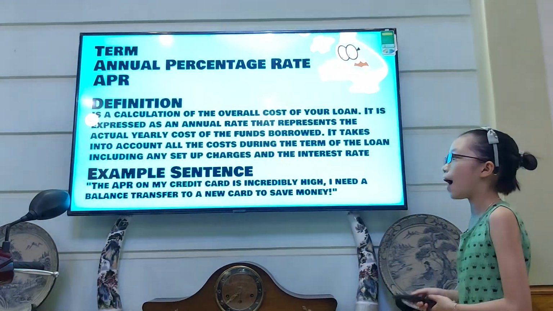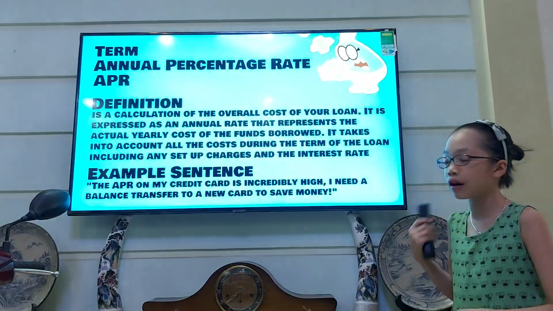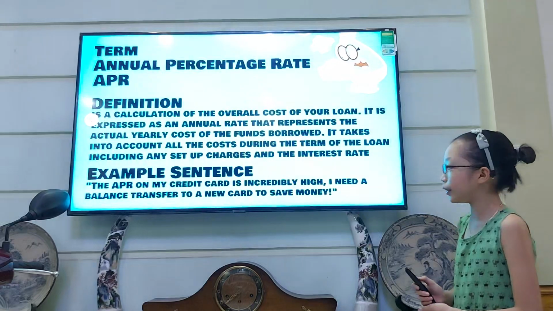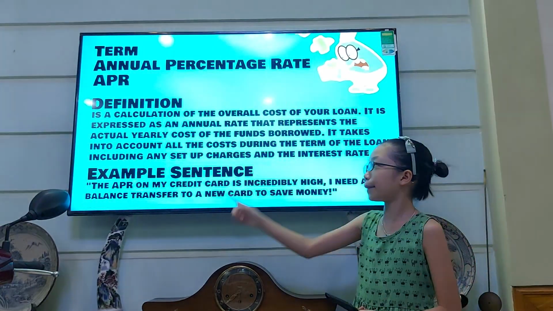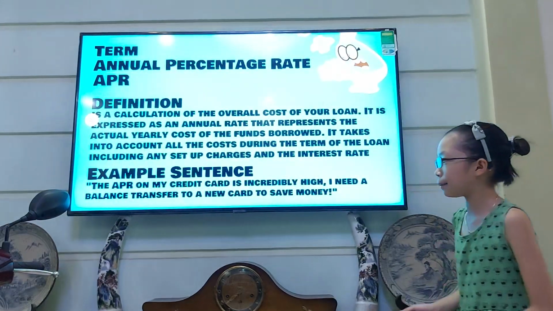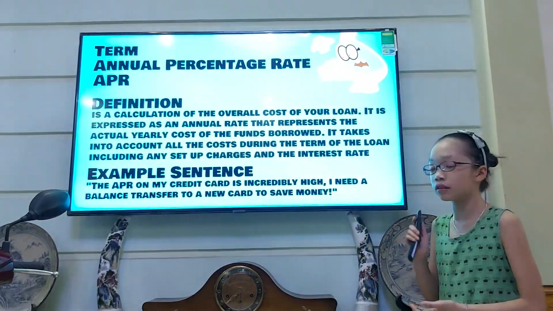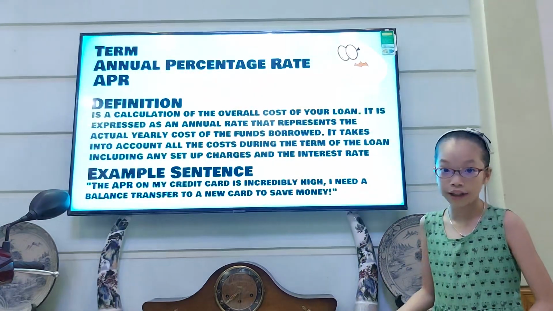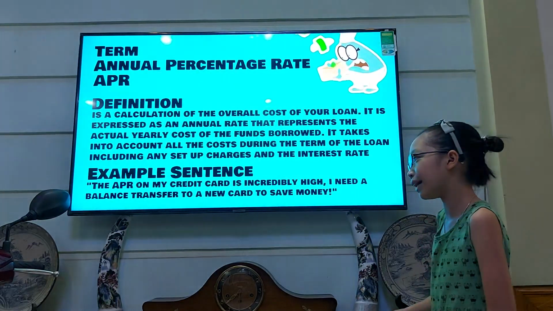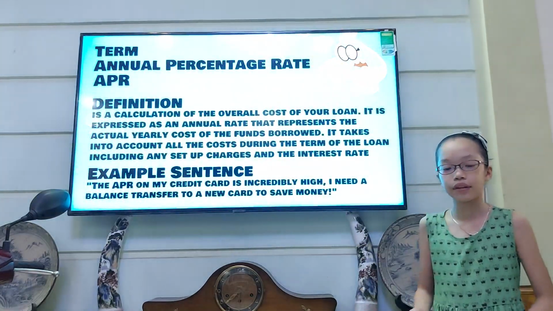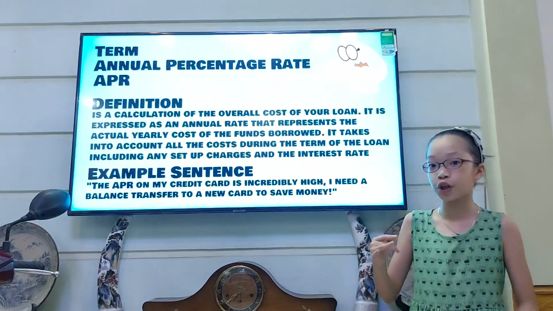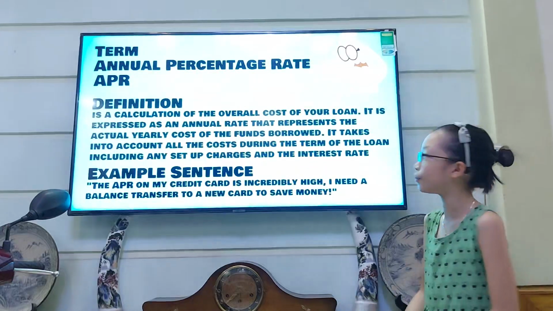The APR on my credit card is incredibly high. I need a balance transfer to a new card to save money. So we have APR and balance transfer, which are all terms that we just learned. The APR on my credit card is incredibly high. It's so high and you can't afford that. I need a balance transfer to a new card to save money. Like we said, balance transfer is to transfer money so that your credit card is under control and you're not in big trouble with the bank.